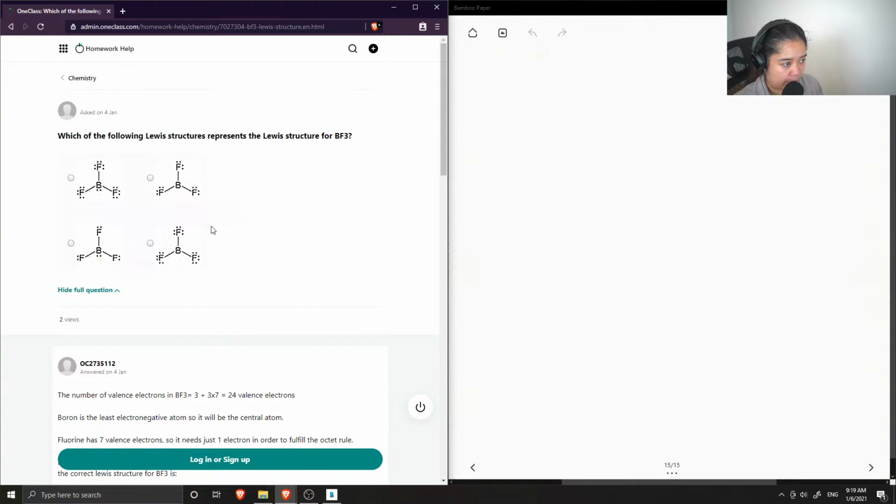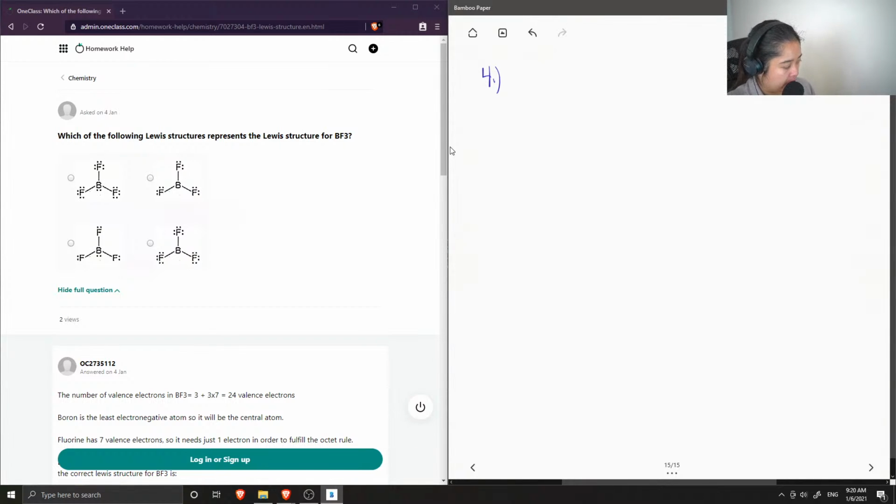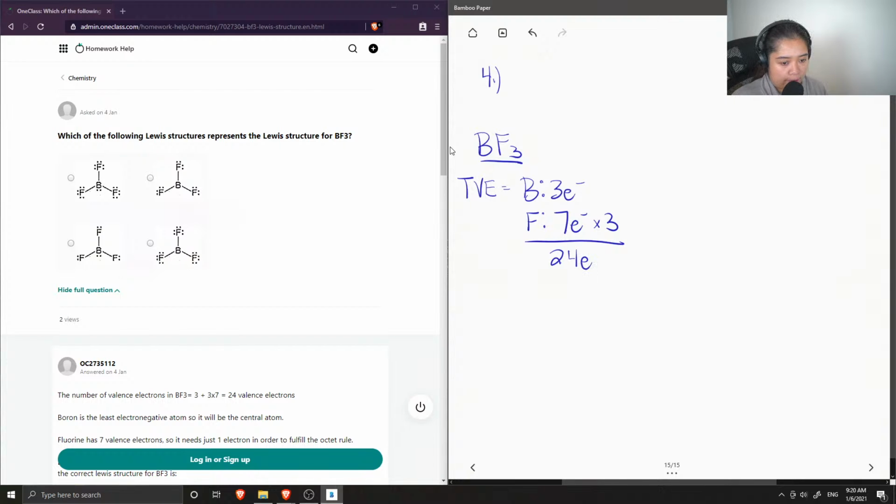Okay, so question number 4. Which of the following Lewis structures represents the actual Lewis structure for boron trifluoride? BF3. So first let's find out the total valence electrons for this molecule. So boron has 3 valence electrons, and each fluorine atom contains 7. But there are 3 fluorine atoms, so let's multiply this by 3. So this gives us a total of 24 valence electrons.